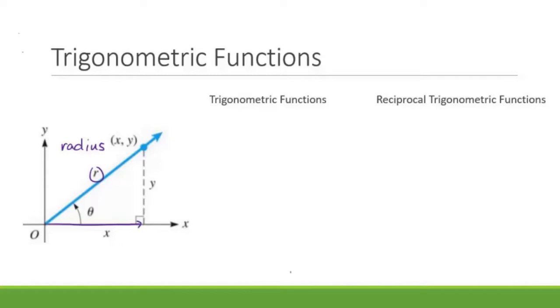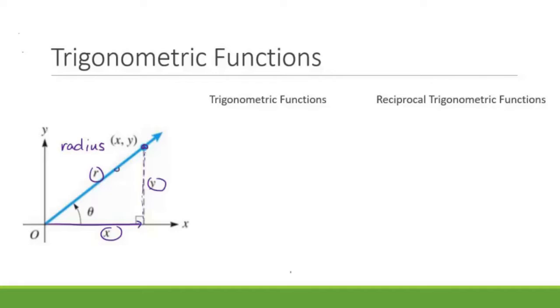Along this radius here, we've chosen an arbitrary xy coordinate. So now we have a right angle triangle that's created when we drop a vertical line straight down to the x-axis. We have an x side, a y side, and an r side, and trigonometry will describe the ratios of these sides. Now this xy coordinate was chosen arbitrarily.